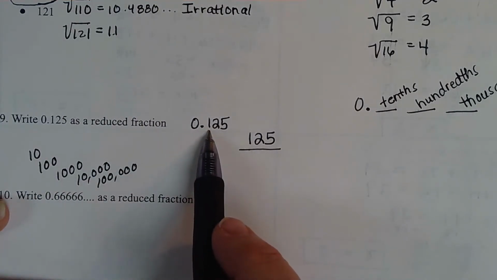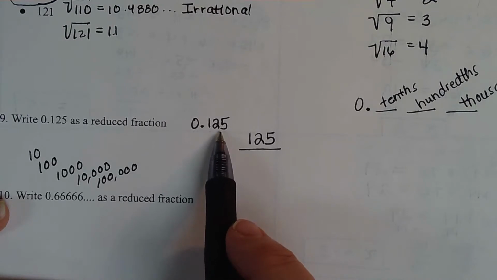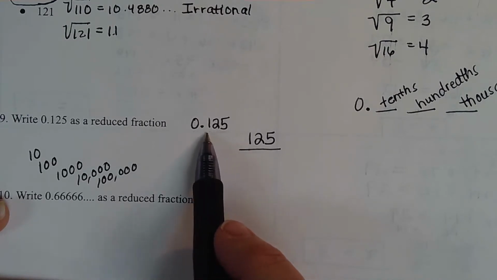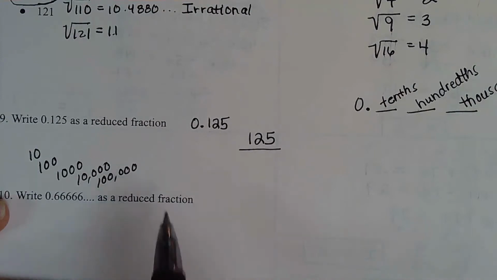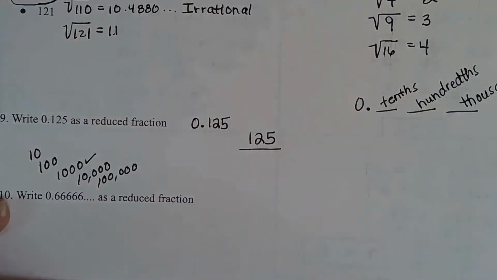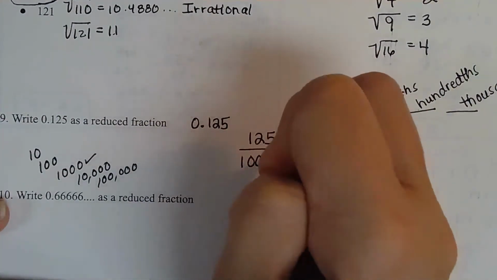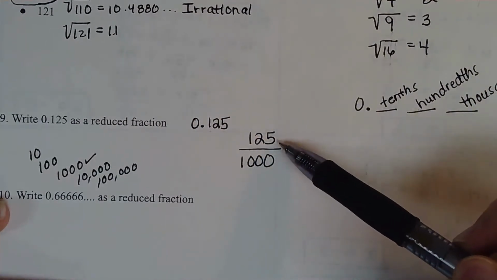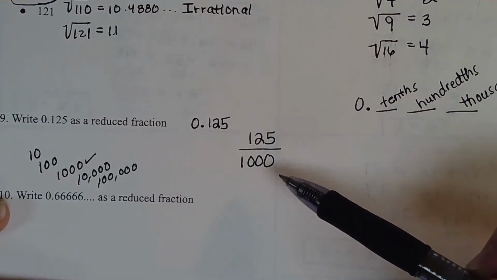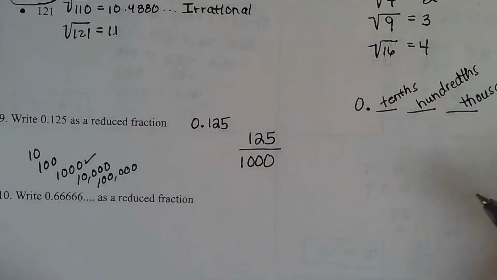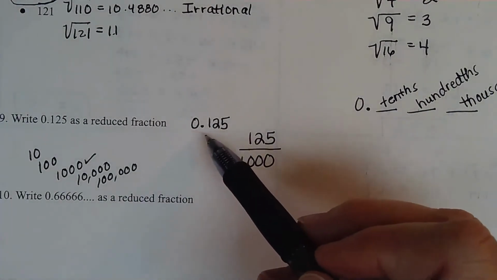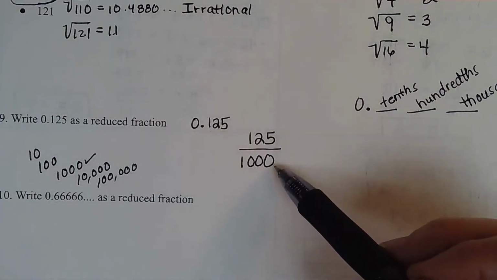I notice that there are 1, 2, 3 digits in 125, 3 digits. So I'm going to use one that has 3 zeros, 1,000. So again, the amount of digits you have in your numerator matches the amount of zeros you have in your denominator. Just a little trick. This is 0 and 125 thousandths.